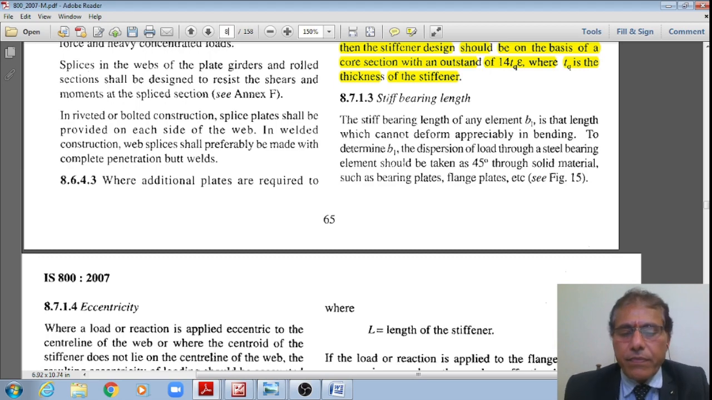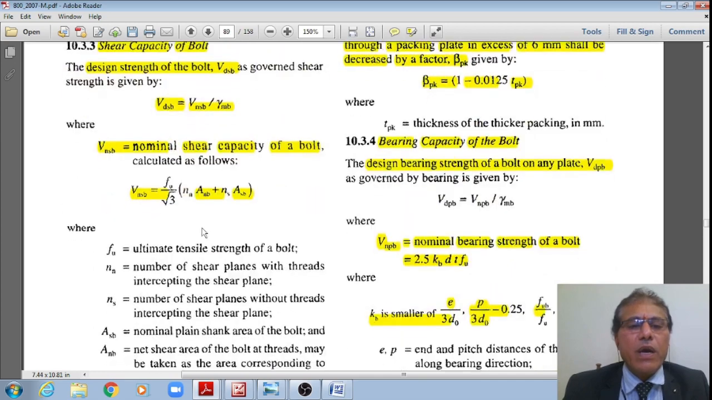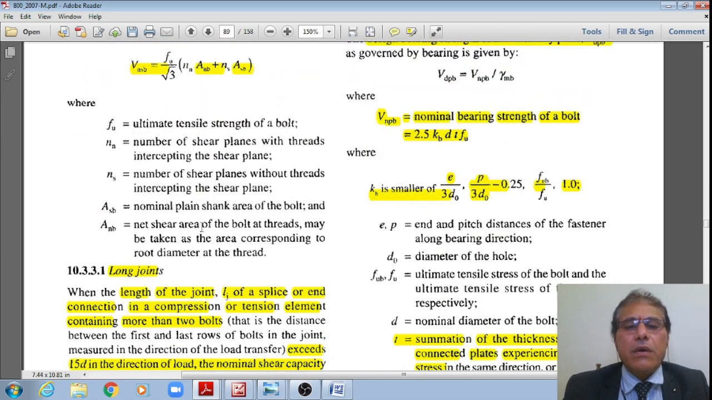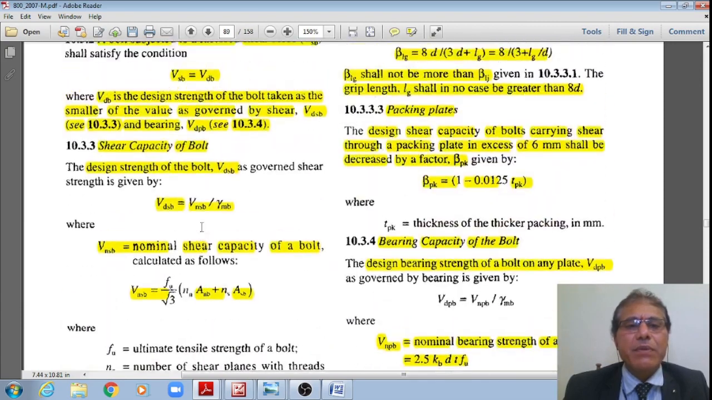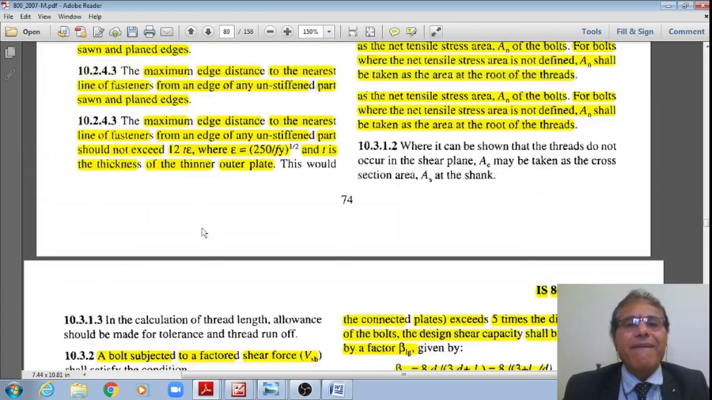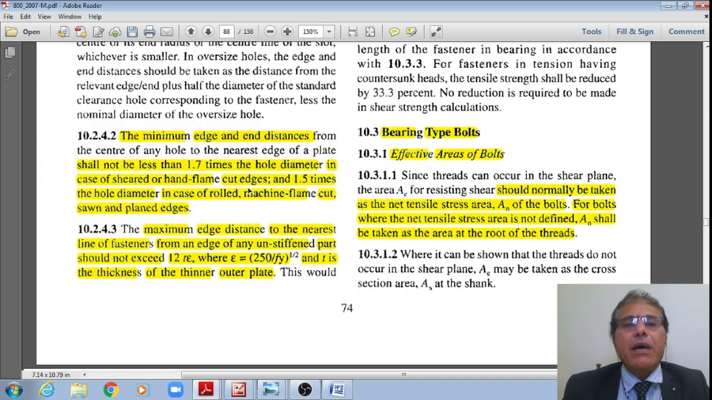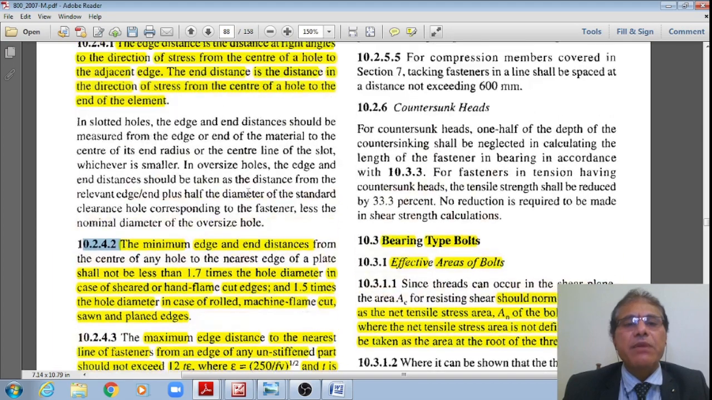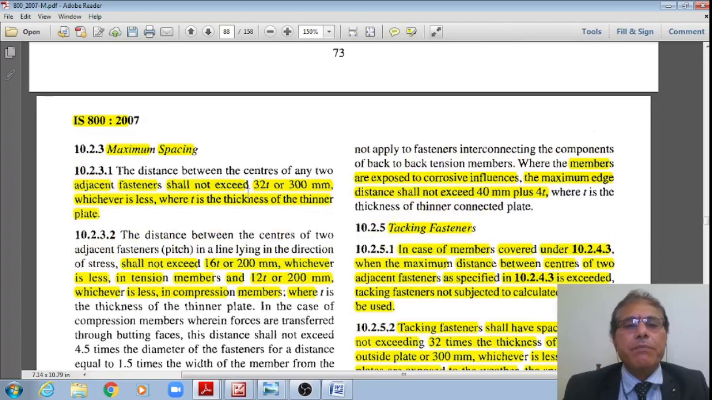Yes. Right. Now I do have this distance. This distance. Just wait for a moment. This distance, the end distance from this clause 10.2.4, should not be less than 1.5 times the diameter of the hole, as well as the pitch.